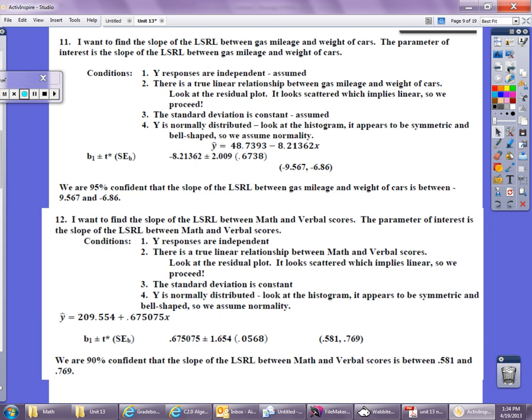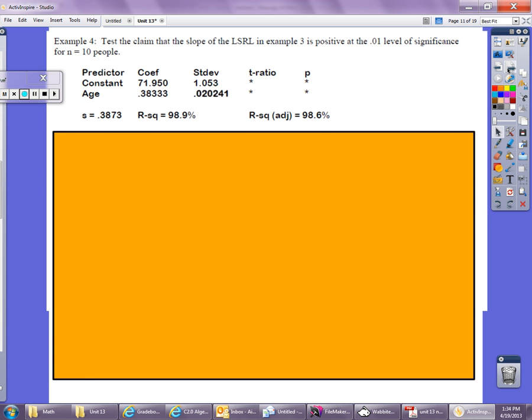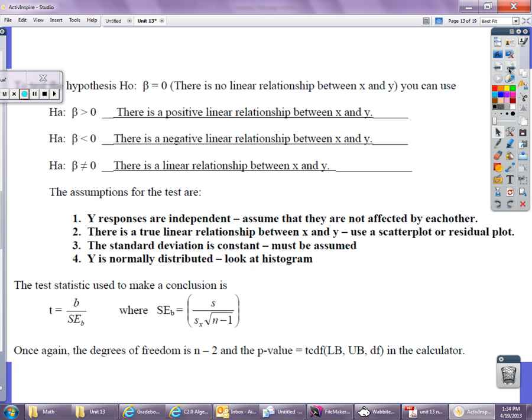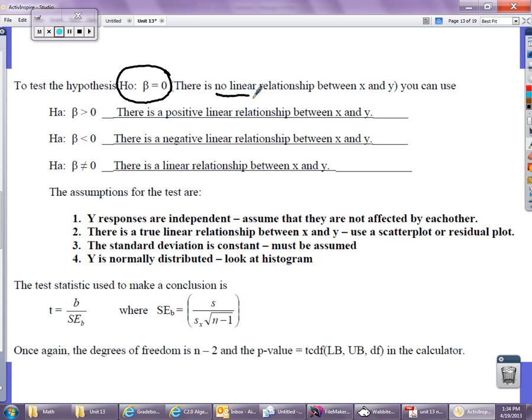Okay. We then took a look at some problems with hypothesis testing. In hypothesis testing, you always start out with a null hypothesis of beta equals 0, which means there is no linear relationship. And then your H sub A is going to be dependent upon what you are trying to test. Same for assumptions and conditions.